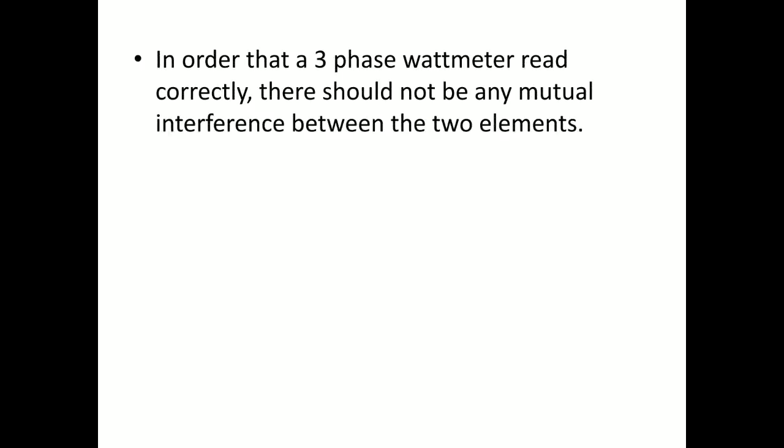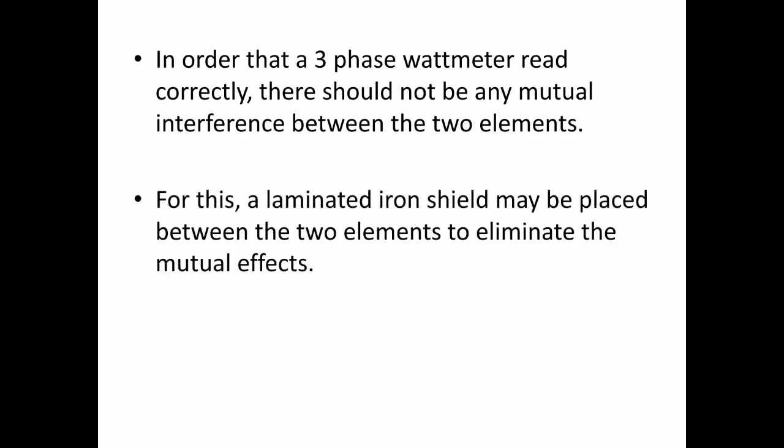Now, while using this instrument, one thing we should be very careful about is that both the elements must be free from mutual interference. That means in order to have a faithful operation of this instrument, we need to make some arrangement with the help of which both the elements do not mutually interfere with each other. For that reason, we need to place a laminated iron shield in between those two elements just to minimize, or you can say eliminate, the effect of mutual coupling or mutual effect.